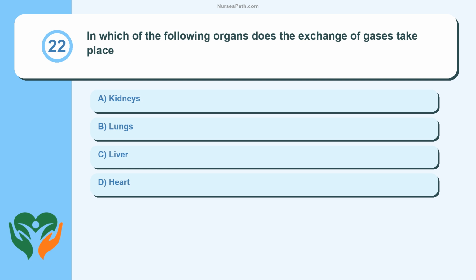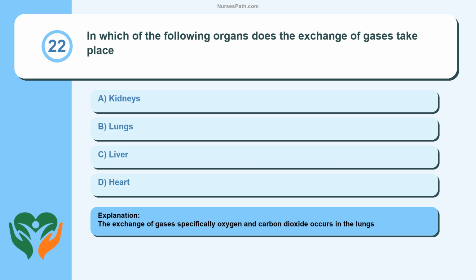Question 22. In which of the following organs does the exchange of gases take place? Kidneys, lungs, liver, heart. The exchange of gases, specifically oxygen and carbon dioxide, occurs in the lungs.